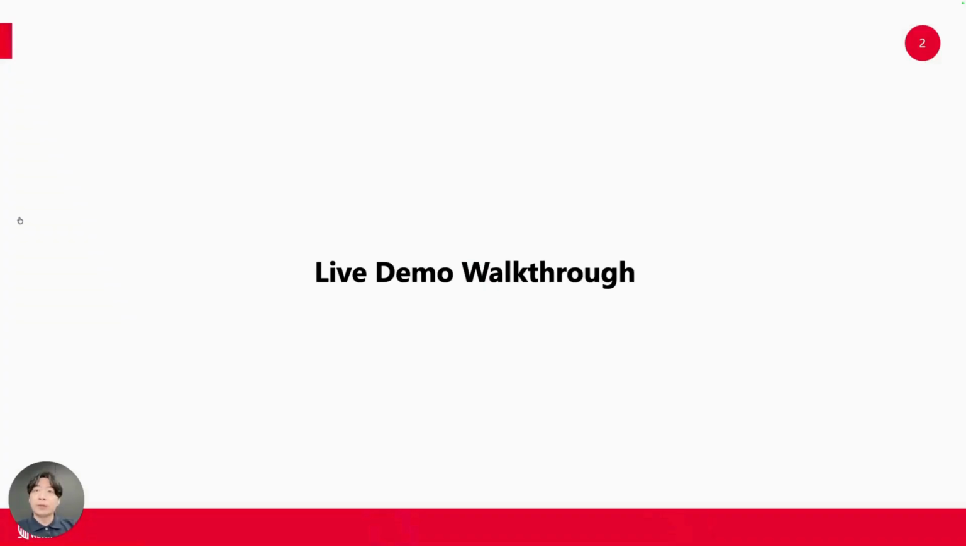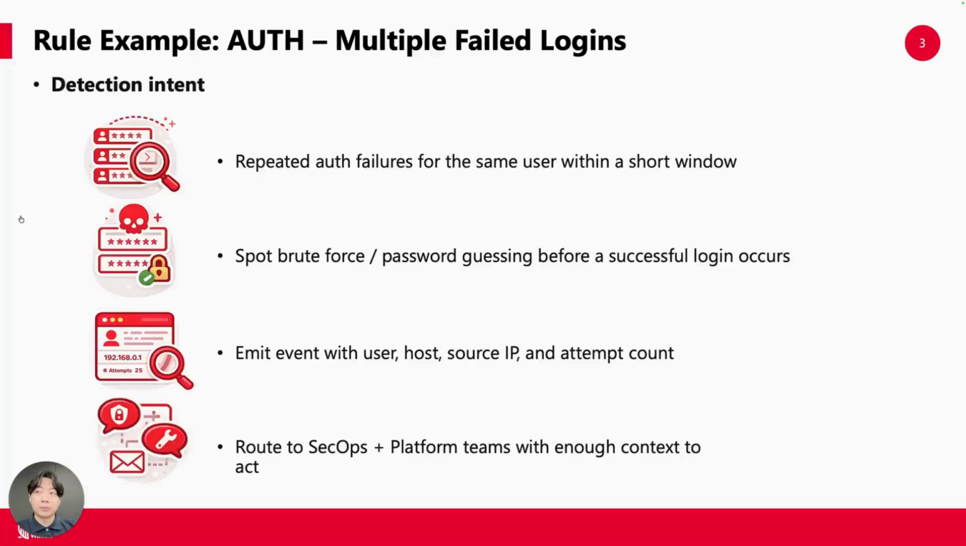Before we carry on with the walkthrough, let me quickly frame the intention of this detection. The reason this matters is very simple. We basically want to spot any form of brute forcing or password guessing, ideally before a successful login occurs. Once all the conditions are met, the output should be an actionable SIEM item, including information like user, host, source IP, attempt counts, all the necessary information that the respective teams, like SecOps and platform teams, might need in order to act immediately.